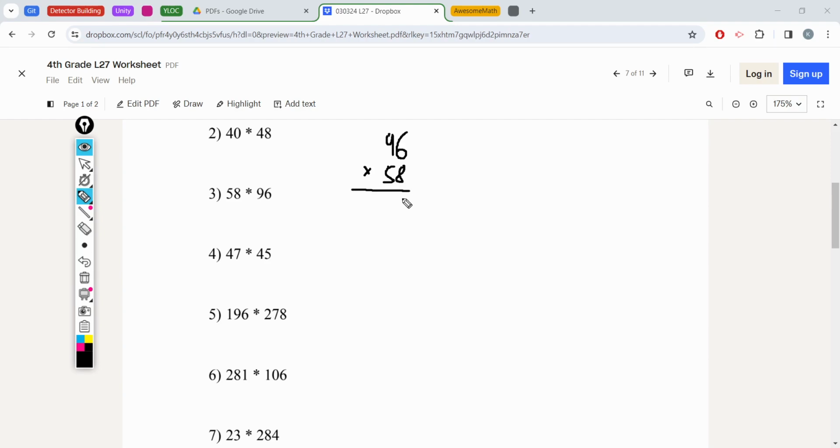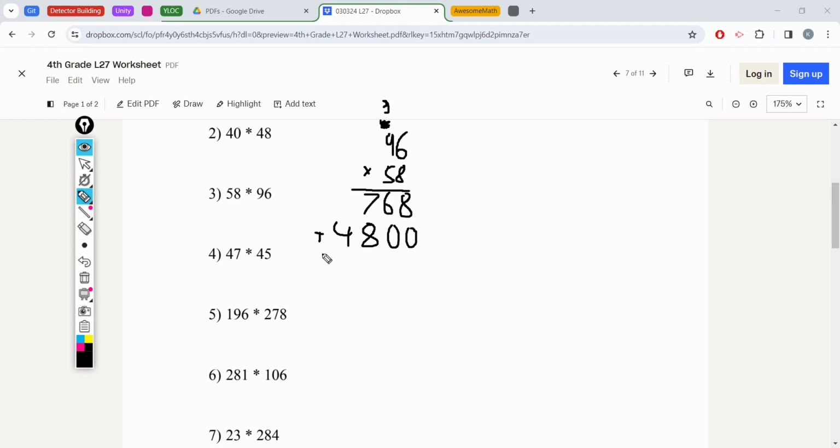So 8 times 6, that gives us 48. And then 8 times 9 gives us 72. But we add the 4, so that's 76. Then we put in the placeholder 0. 5 times 6, that's again 30. Make sure to ignore the first carry the second time. And then 5 times 9 is 45, plus 3 is 48.